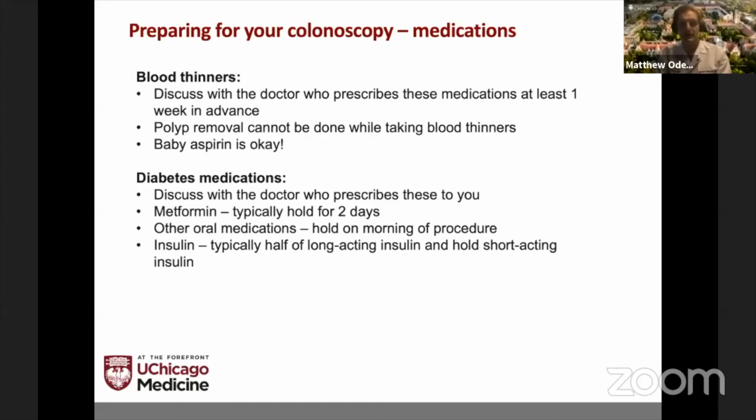There's just too high of a risk of serious bleeding if a polyp is removed while taking a blood thinner. And diabetes medications should generally be decreased or held entirely prior to the colonoscopy, and that's because you're eating less and having less sugar in your diet at that point. So for oral medications, they're typically held 1 to 2 days prior to the procedure. And insulin, the long-acting insulin, is typically 1/2 the dose of insulin, and then holding the short-acting insulin on the morning of.